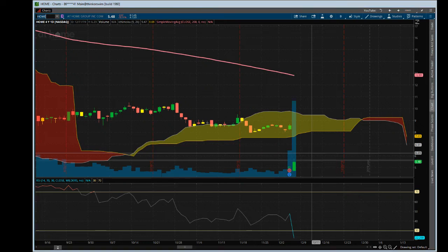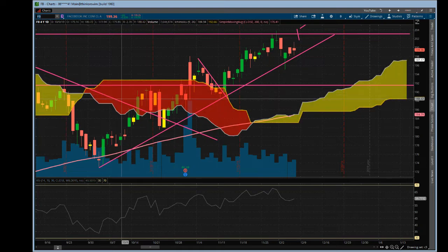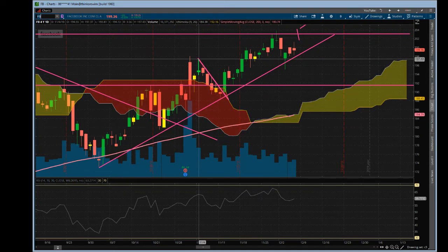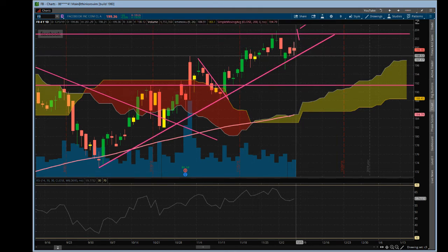And let's see what's next. Facebook. Okay, so Facebook is working its way up this ascending triangle, basically. So it just needs time. It's holding trend, which is good, but it's kind of blah. So let's see what that does for us. It's been pretty blah for a while, so maybe it's due for a move.